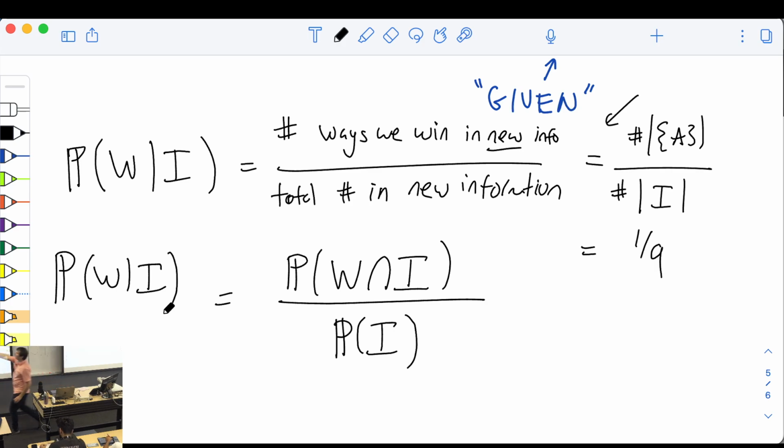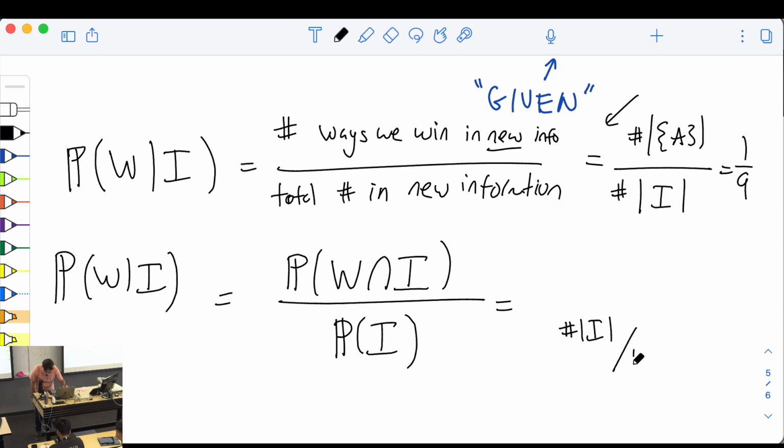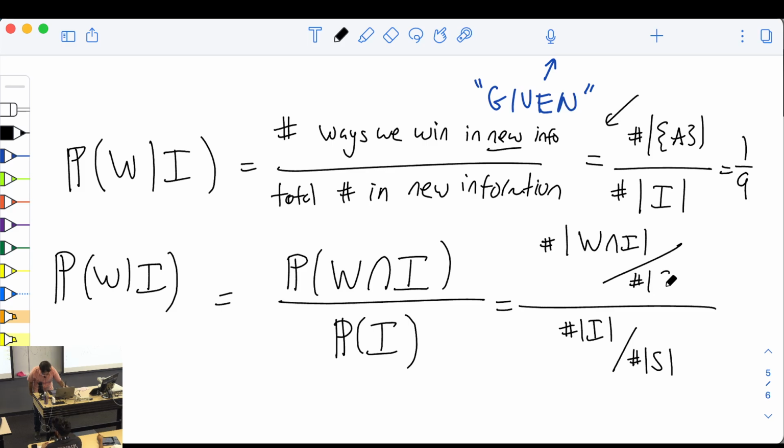What is the relationship between what I wrote here and what I wrote down there? The total number of ways in the new information is proportional to I. Let me write out what these are, and you'll see exactly why they cancel out. So let me move this 1 over 9 over here. The probability of I is equal to the number of things in I divided by the number of things in the probability space S. Right? I'm taking just the bottom of this fraction and writing it down one more time over there. And similarly, in the top, what is the probability of W intersect I? Well, that's the number of things in W intersect I divided also by the number of things in S.